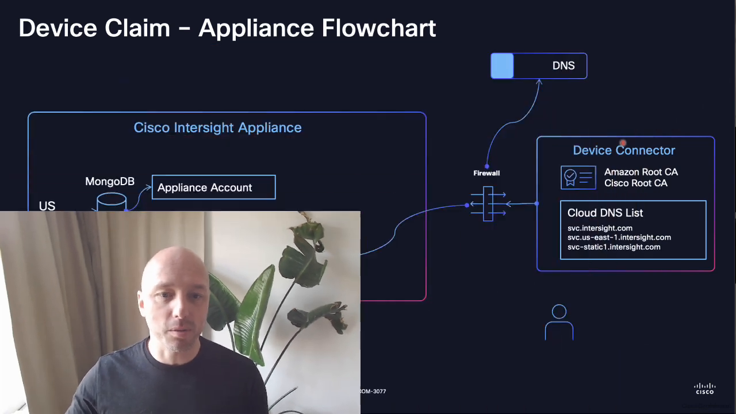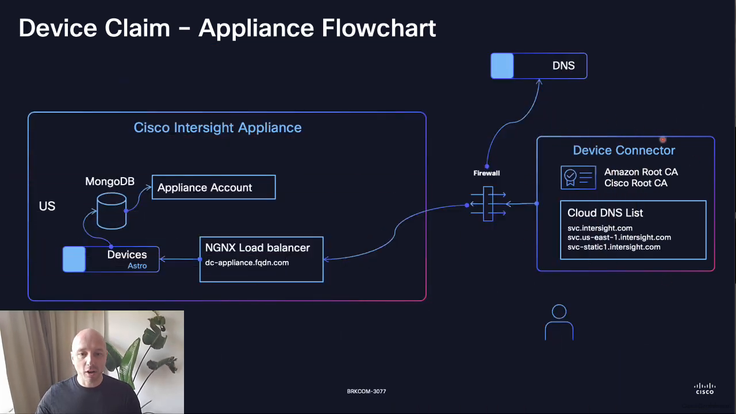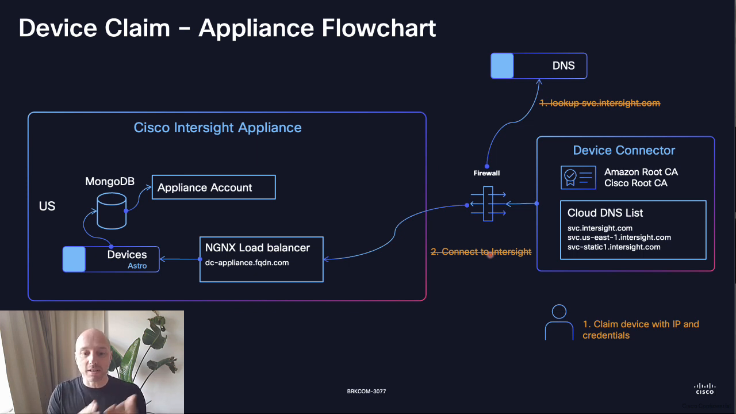So let me remind you first on how an appliance claim process works. The moment when we ship out our device connectors or the servers or anything that has a device connector, it's pre-configured to reach out to Intersight.com, which obviously is not going to work in the case of an appliance, or if it's in an air-gapped environment, it will not even be able to look it up or connect to Intersight. So what happens is the user needs to log into the appliance and then claim the device with an IP address and the credentials.